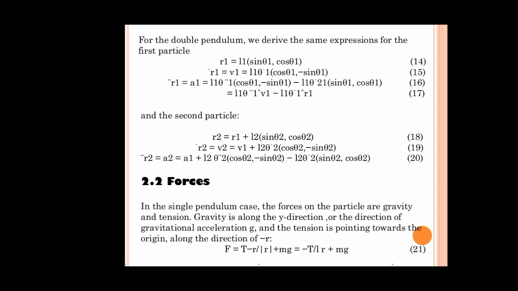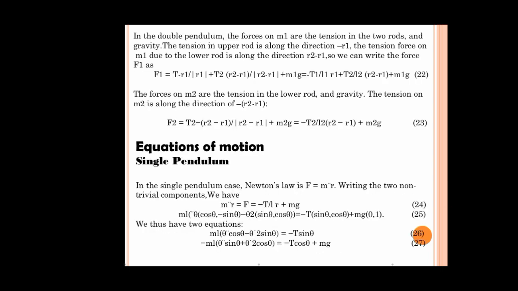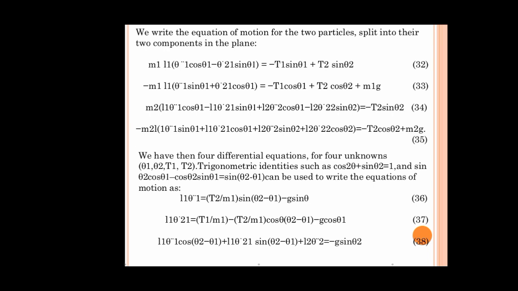And we can see in the force, F is equal to T minus r by the modulus of r, plus mg, equal to minus T by l. So the modulus of T is equal to 0. Okay, now F1. So we know the equation. If you see this picture, you will clearly understand. And the equation of motion in a single pendulum, so this is the equation of motion in a single pendulum. There are many equations and many problems you can see and clearly understand.